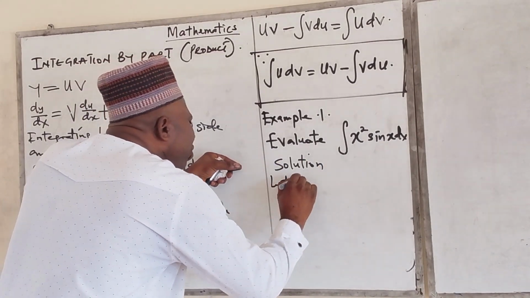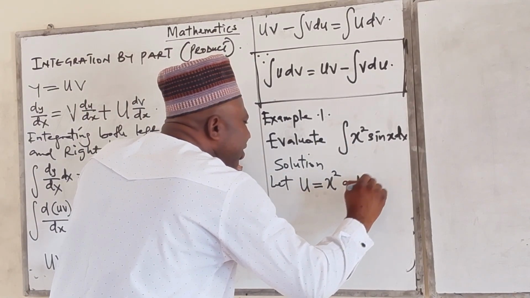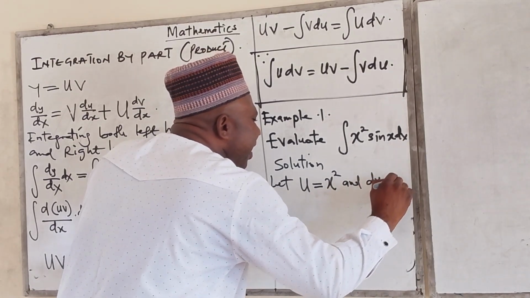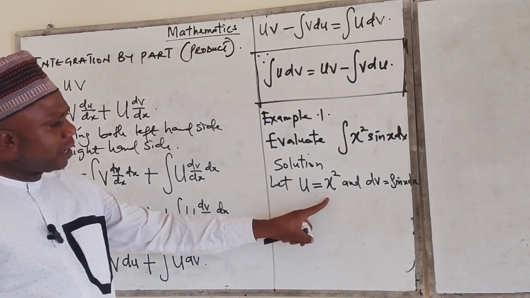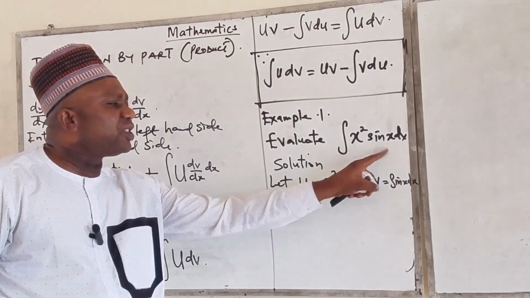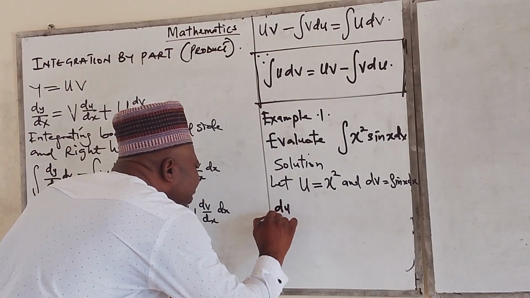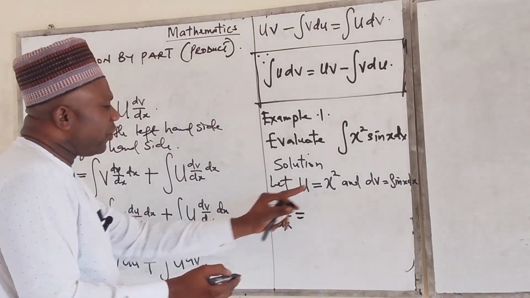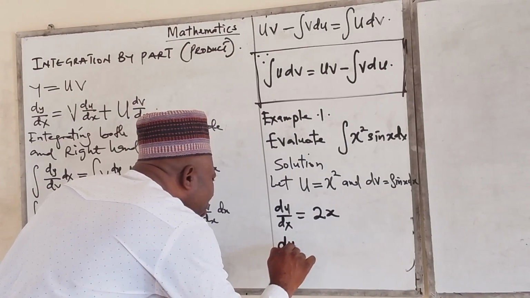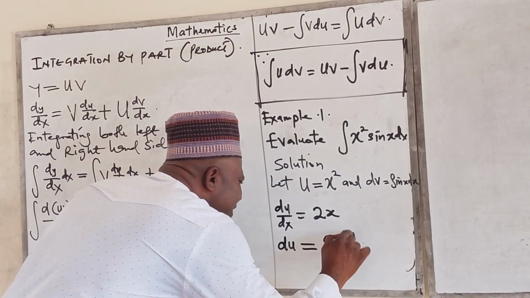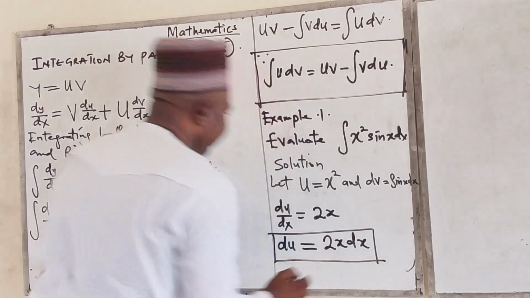Let u be equal to x squared, and dv be equal to sine x dx. If u is equal to this, let's see our du/dx. When you differentiate x squared, it gives you 2x. And du will be equal to 2x dx.